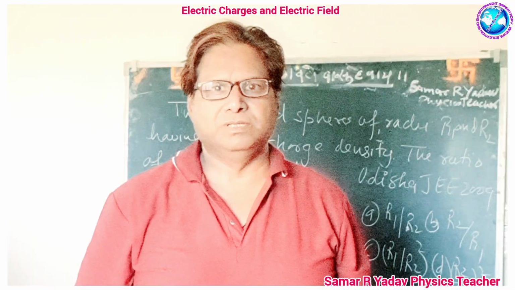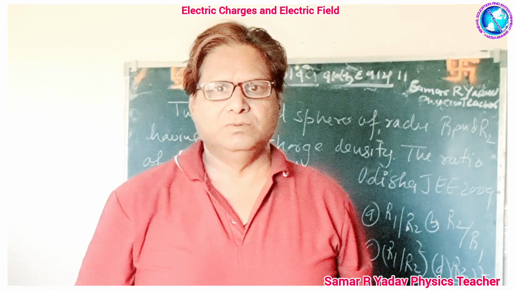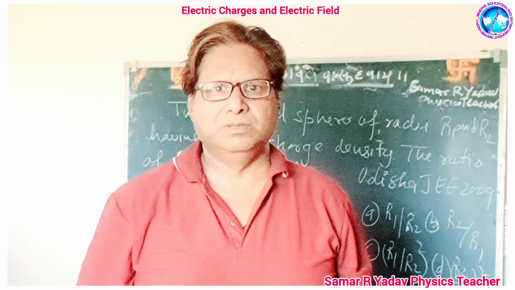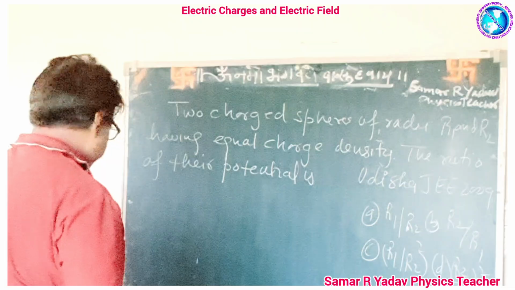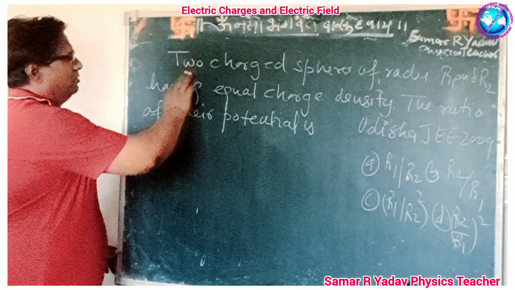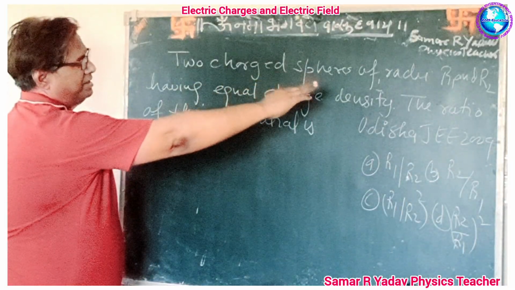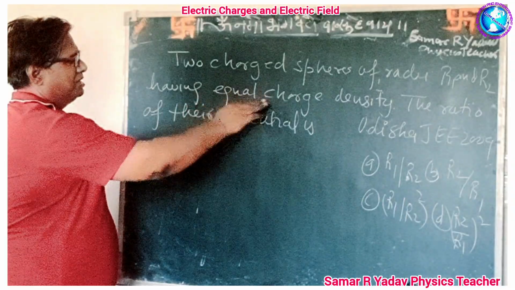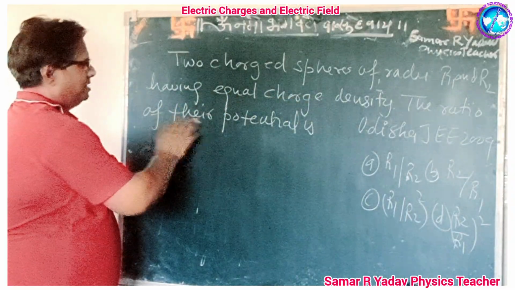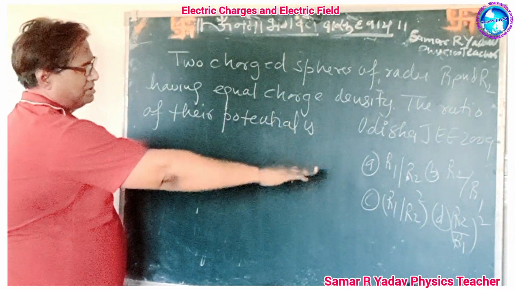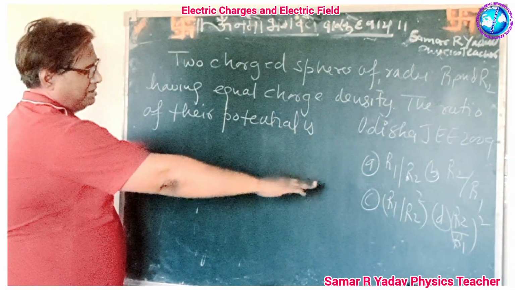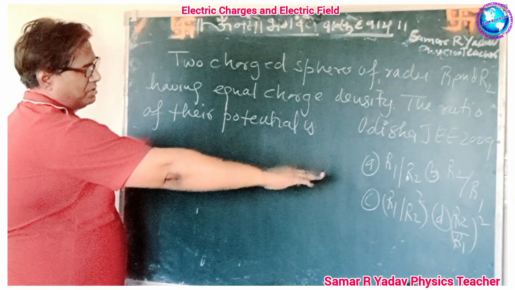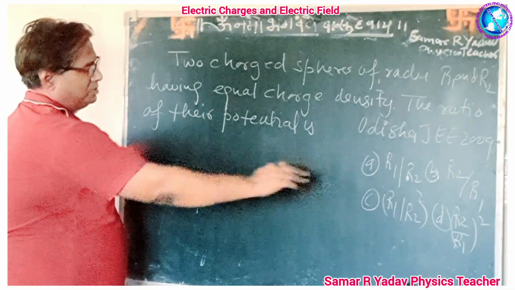It means that surface charge density is equal to charge upon area. Using this formula, we will solve this multiple choice question. The question is like this, you can see here. Two charged spheres of radii R1 and R2 having an equal charge density. The ratio of their potential is dash. There are four options given: A, R1 upon R2; B, R2 upon R1; C, R1 upon R2 whole square; and D, R2 upon R1 whole square.